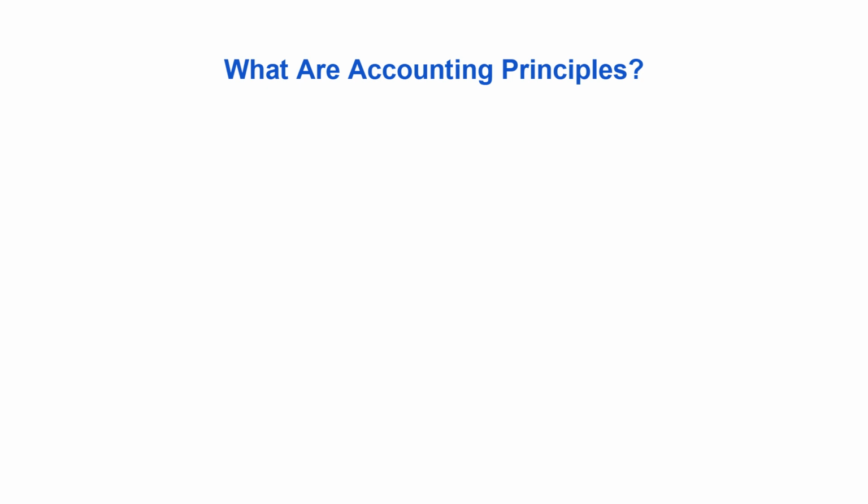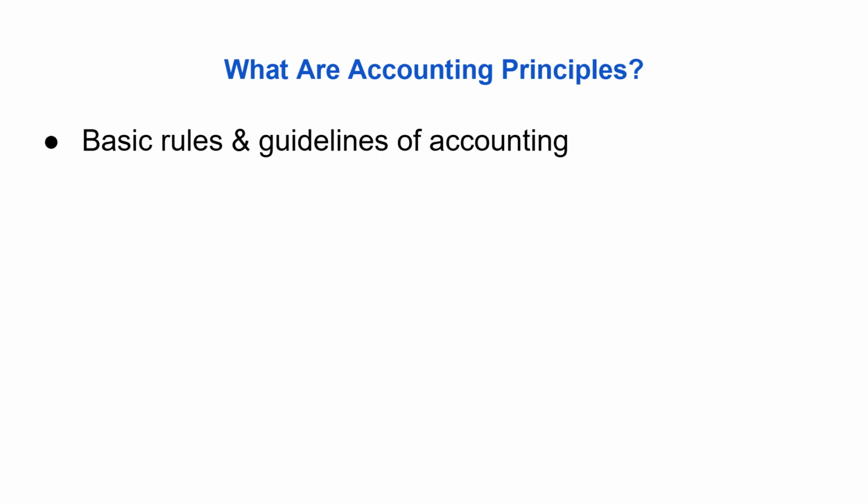What are accounting principles? Basic rules and guidelines of accounting. Accounting principles are the basic rules of accounting. They tell us what to follow when recording financial transactions. These rules ensure that every accountant records transactions in a consistent way so financial statements are reliable and understandable.